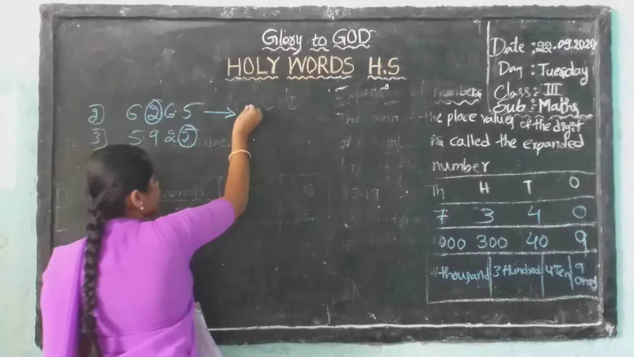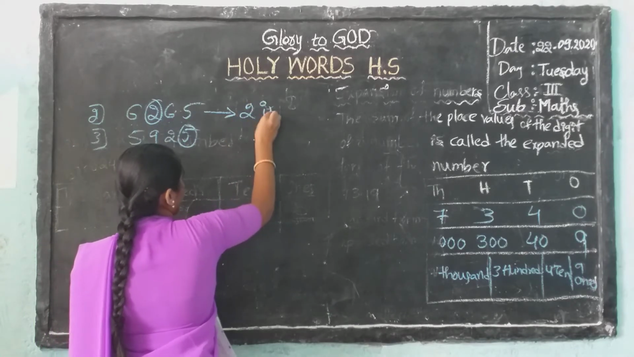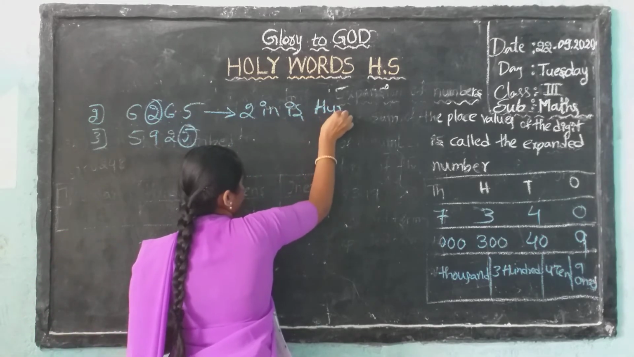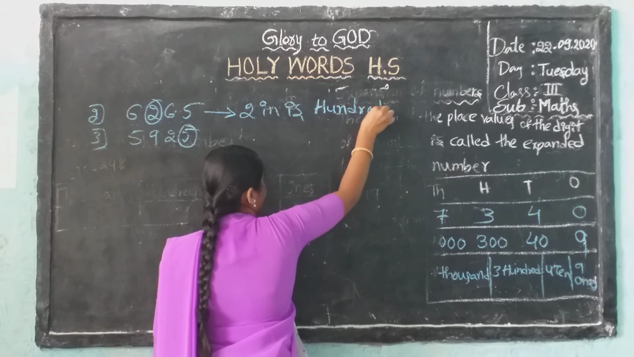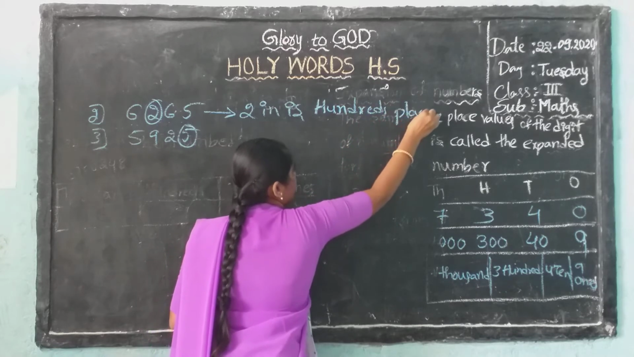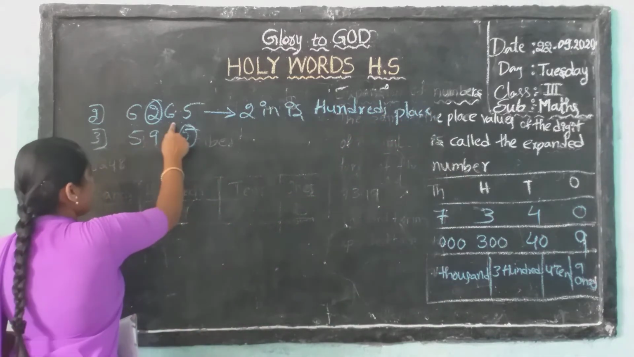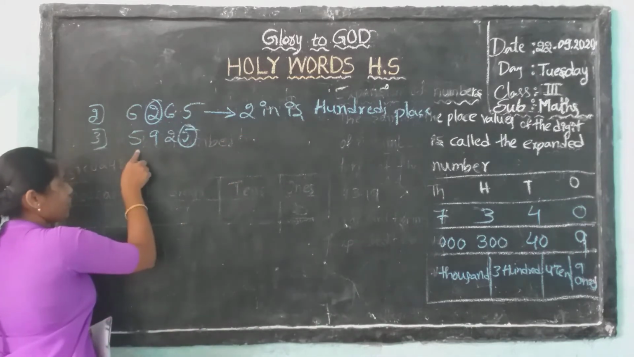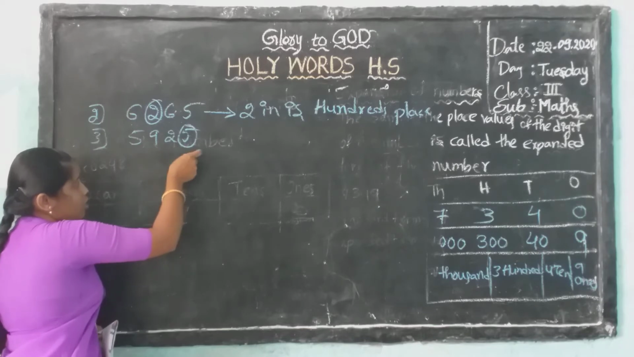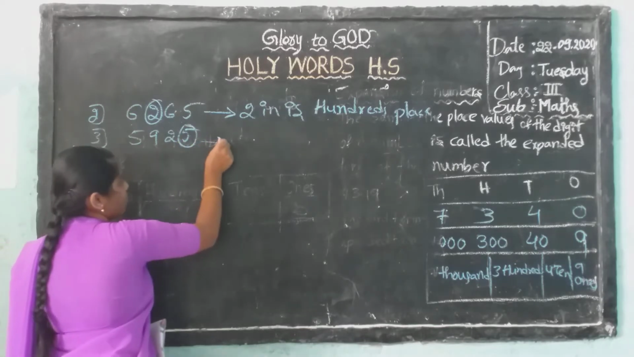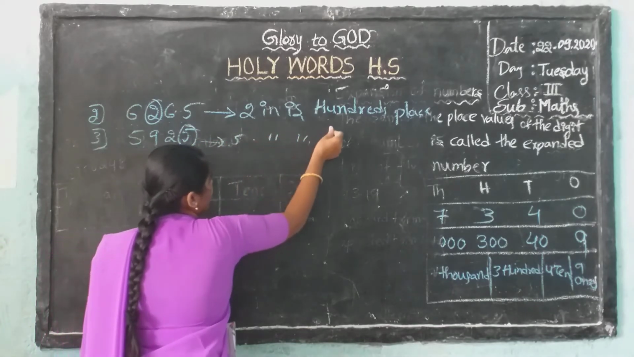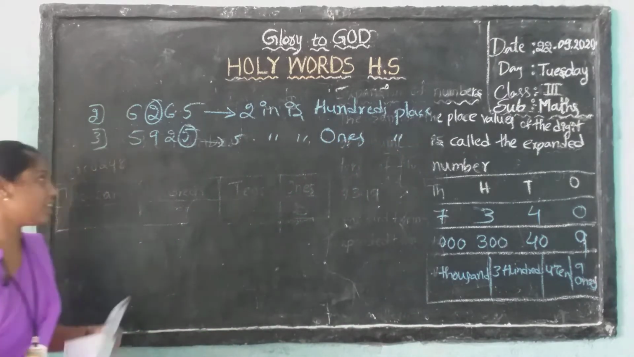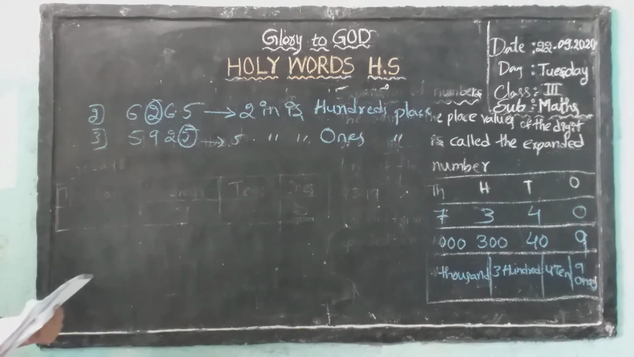Ones, tens, hundreds, thousands. 6265. Which place is the encircled 2 in? Hundreds place. So 2 is in the hundreds place. And next, 5925. Which place is 5 in? Ones place. 5 is in the ones place. So this is our first bit.